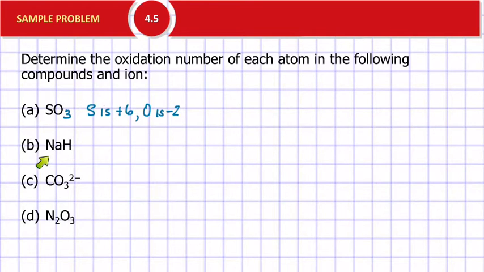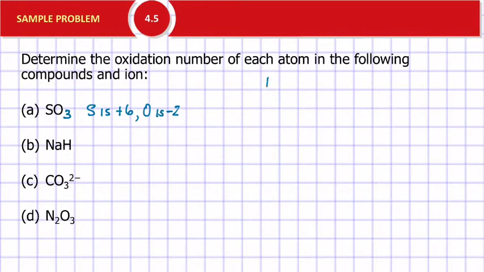Next one. NaH. Nobody thought that was funny. That's okay. What kind of a compound is that? Ionic. We can tell it's ionic because we always look at the first element. The first element is sodium. Sodium's a metal. It's got a metal in it. It's an ionic compound. So let's look at the ionic charges here.